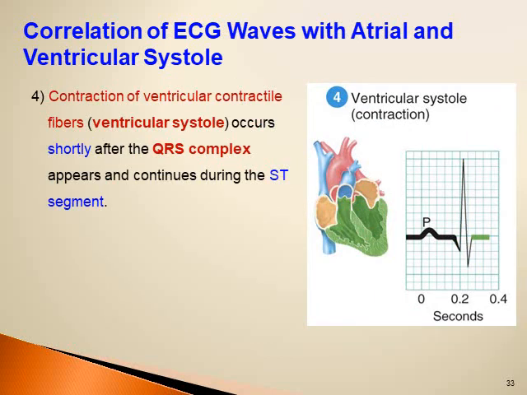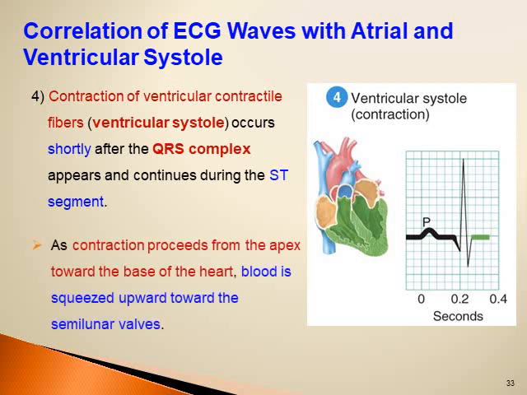Then contraction of the ventricular contractile fibers, or ventricular systole, will occur shortly after the onset of the QRS complex and continues during the ST segment. The ST segment is the flat part of the isoelectric line that follows the QRS interval. As contraction proceeds from the apex towards the base of the heart, blood is squeezed upward towards the semilunar valves, the aortic valve and the pulmonary valve.